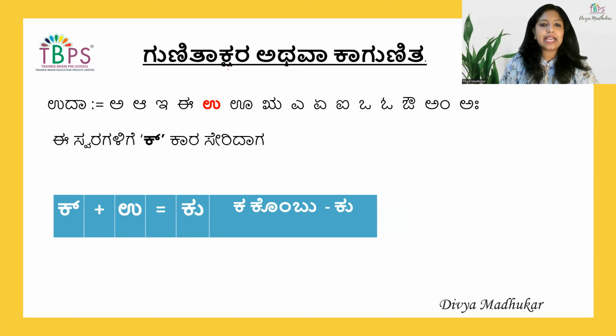Okay, so like that, if I'm taking letter U, K matte U, Ku, Ku, U. Listen to the ending sound of the swara. Which swara? U. K and U, Ku. How do we say it? What is the reading notation?